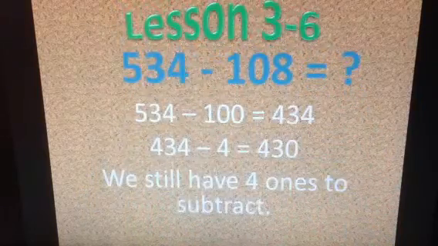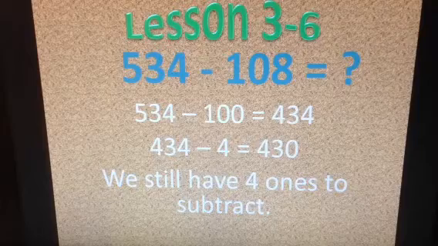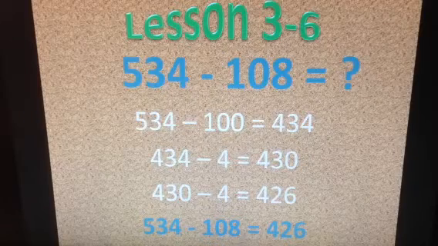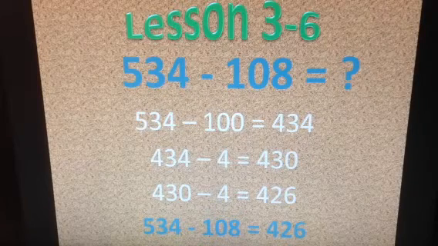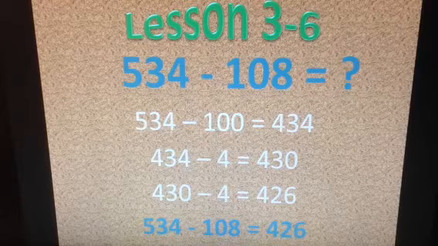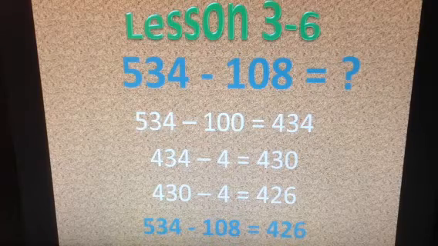Now I have 434 minus 4 equals 430. But we still have 4 ones to subtract. So 430 minus 4 is 426. Now we know 534 minus 108 equals 426.